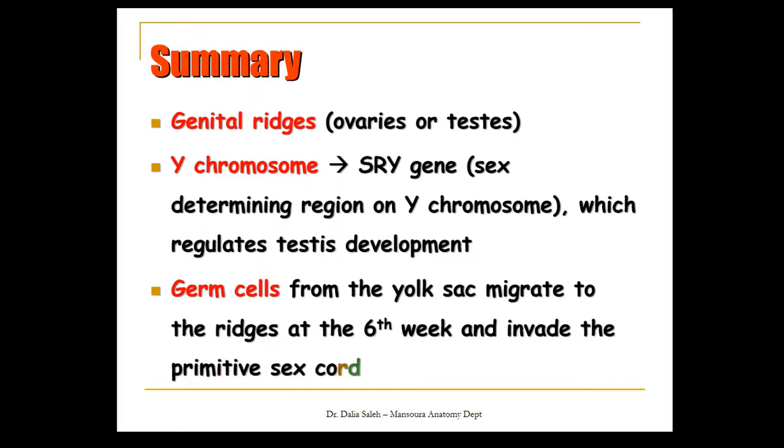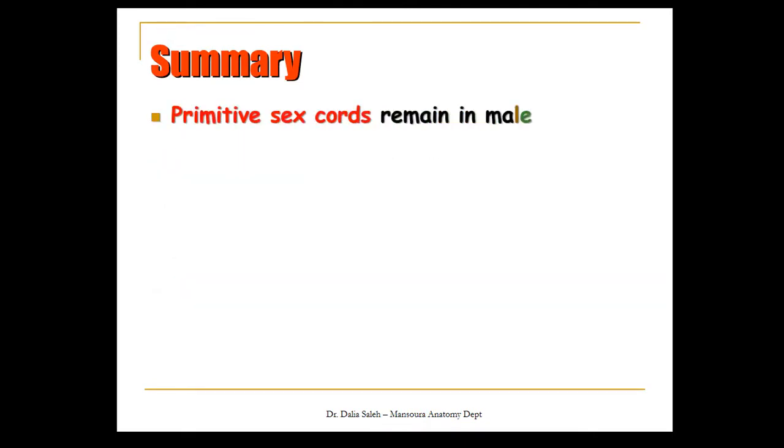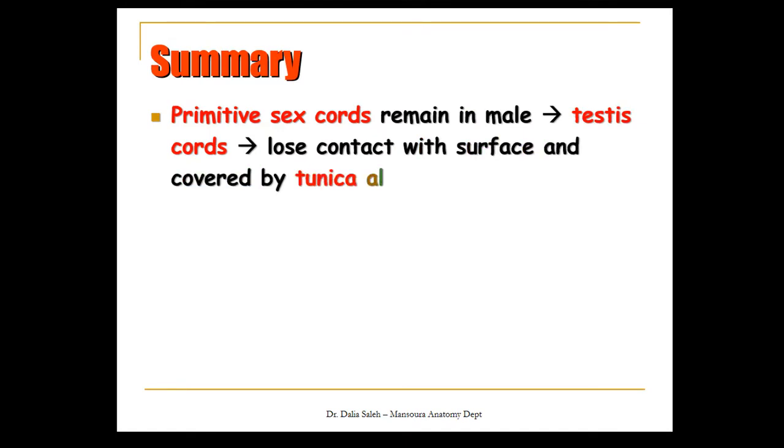Also, the germ cells from the yolk sac migrate to the ridges at the 6th week of development and invade the primitive sex cords, which has an inducing effect. Because if these germ cells did not reach the ridges, then the gonads will not form. The primitive sex cords remain in the male and form what's called testis cords. They lose contact with the surface of the testis, and now the testis is covered by a thick fibrous capsule.